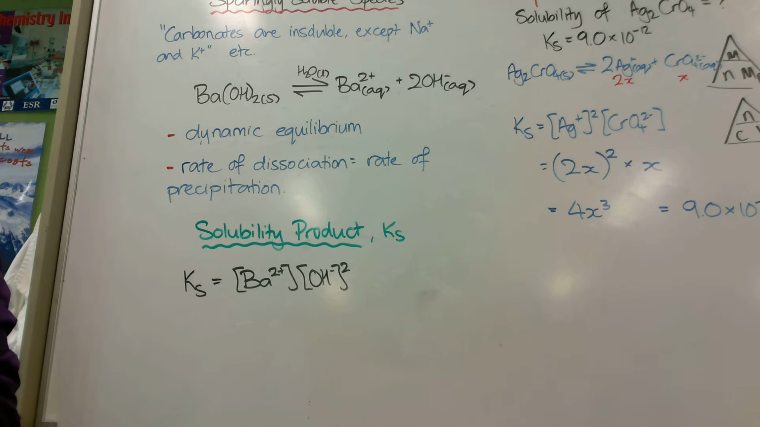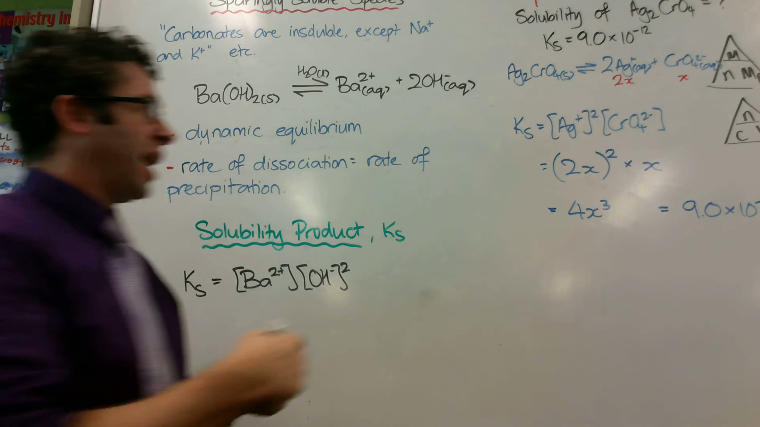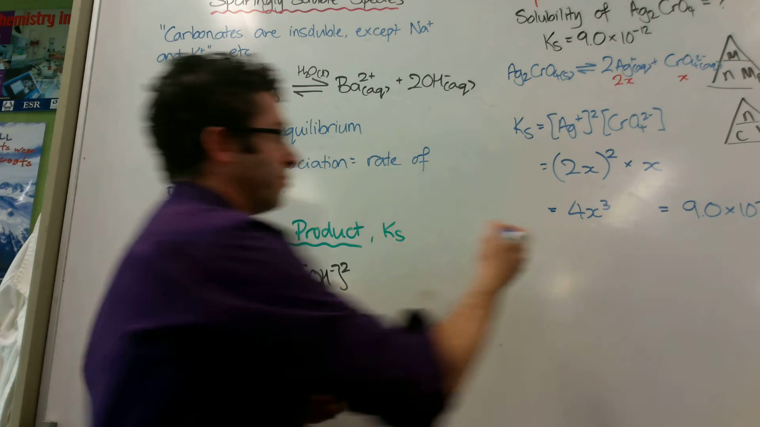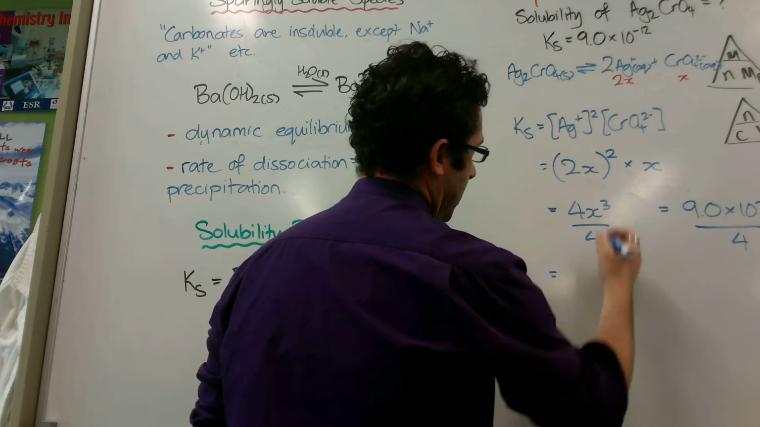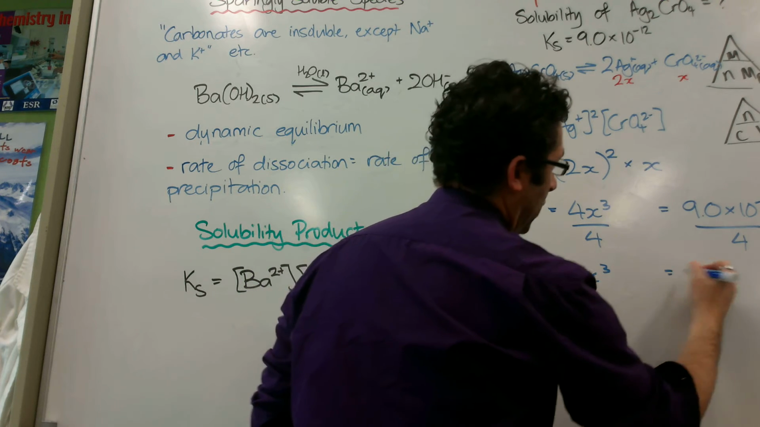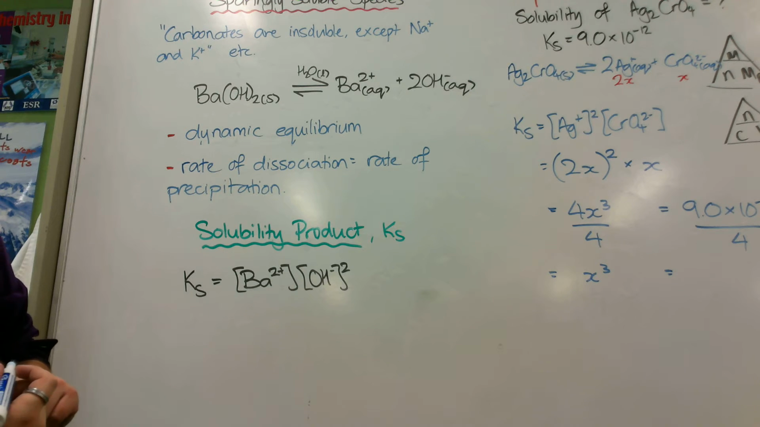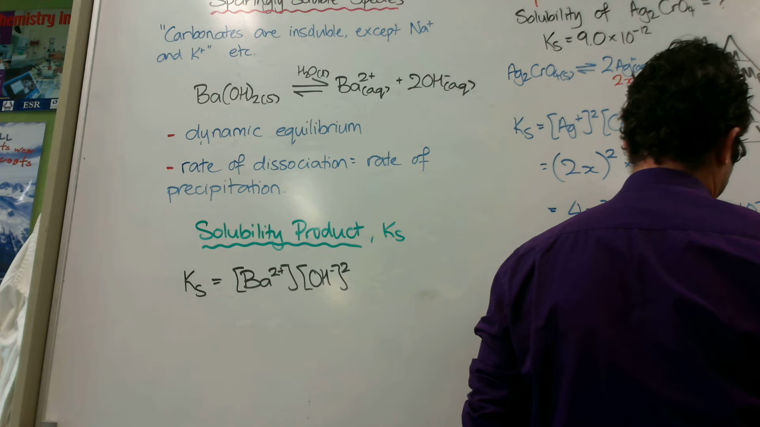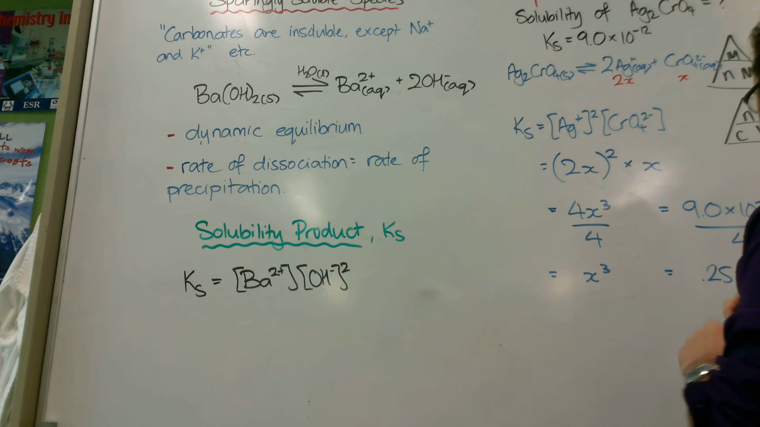So I do a bit of simple maths. I try to remember my maths, or however you've been told to learn it. Okay, I'm going to divide both sides by 4 first of all. Okay? So it becomes x cubed equals, and my brain's hurting, 1.25 times 10 to the negative 12, I think. 2.25, yeah, of course it is. Thank you.